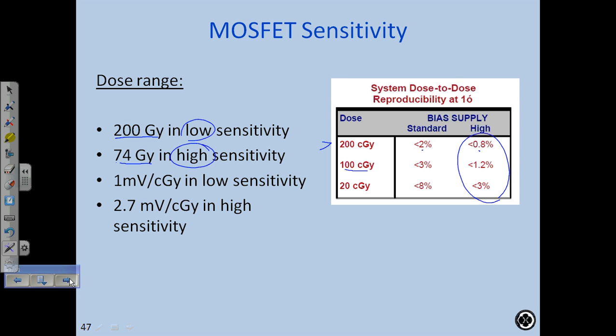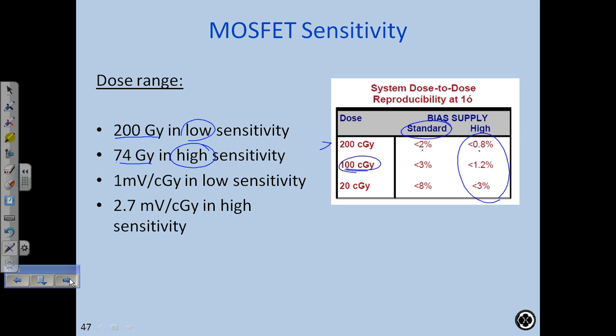I think we use it primarily as standard because typically you're not going to deliver all the fields to one MOSFET. When you're doing patient dosimetry, you put it on the patient and you deliver one field, because if you're delivering other fields, they're going to scatter and interfere with the reading for that one field. So we deliver one field, and then they remove the MOSFET reading. For one field, we tend to get doses around this range, 100, maybe 80, 90, just typical doses. So in standard sensitivity, we're looking at about 3%.